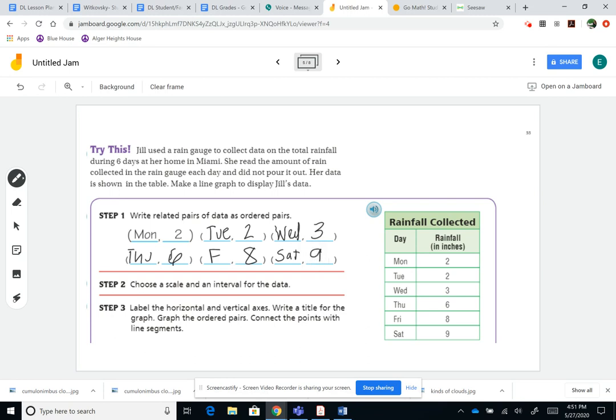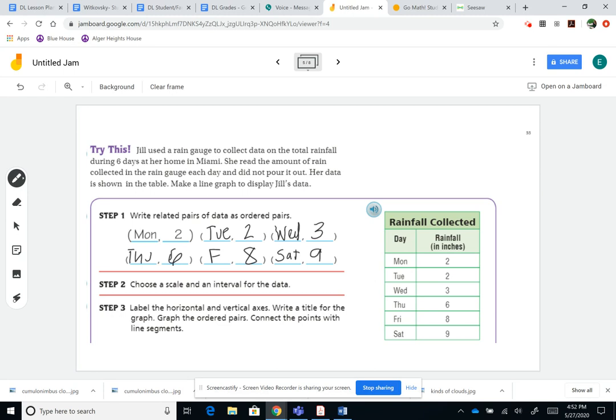Okay, so now you'll notice on here for the x-axis, we're not going to have numbers, we're actually going to have abbreviations for the words Monday, Tuesday, Wednesday, Thursday, Friday, and Saturday. So step 2 says choose a scale and an interval for the data. So we have to look at our numbers. We have 2, 2, 3, 6, 8, 9. Depending on how big our chart is, we could either count by twos or we could count by ones if we have 10 lines. So let's go see what we have.